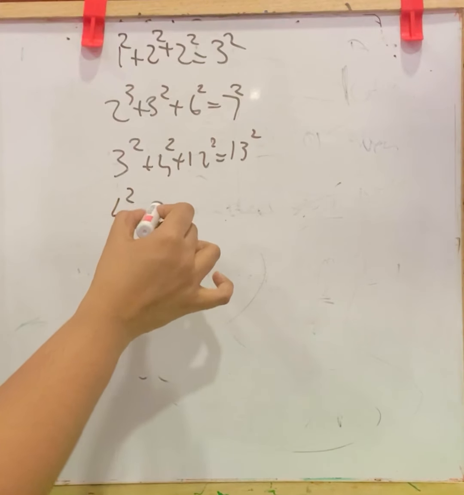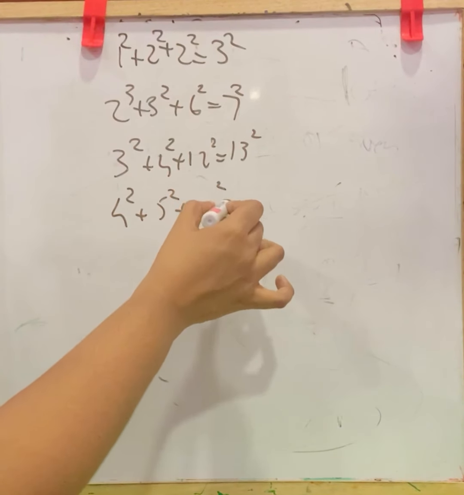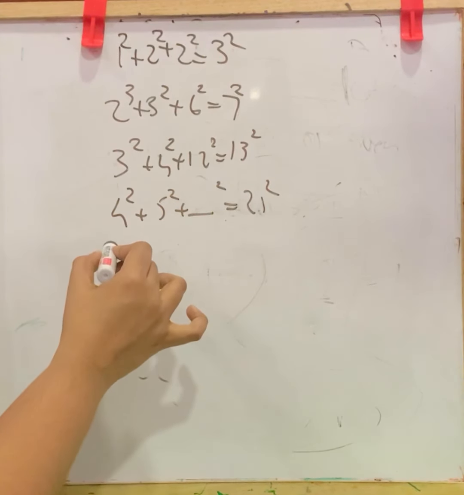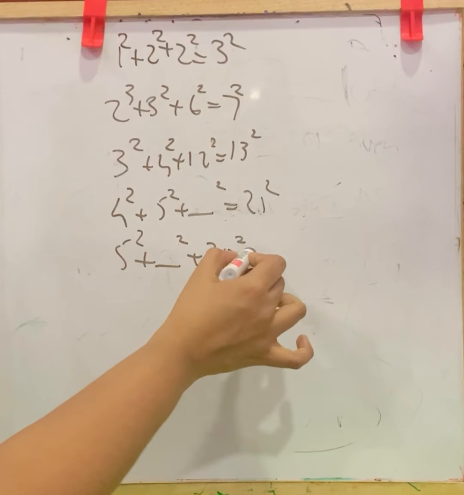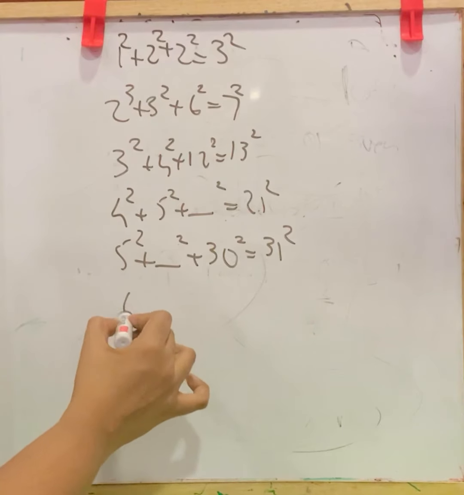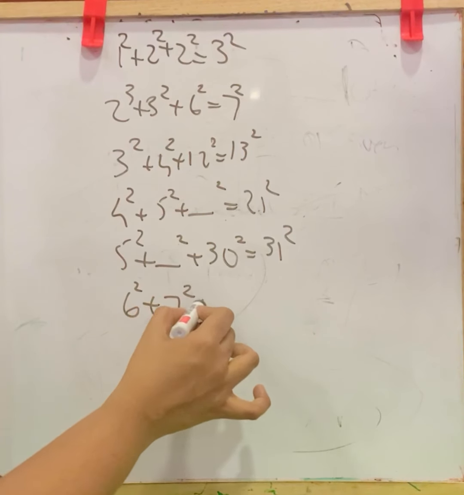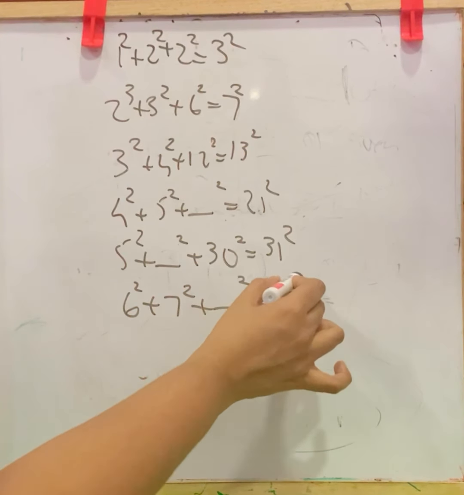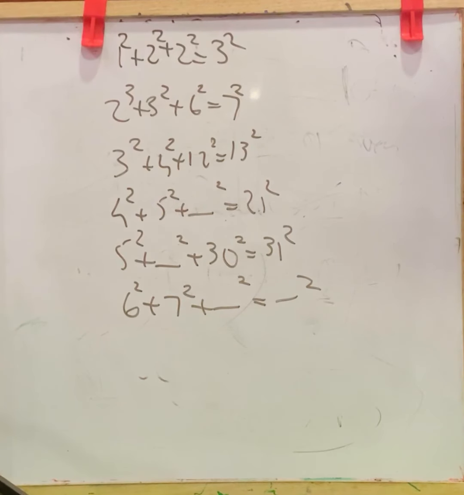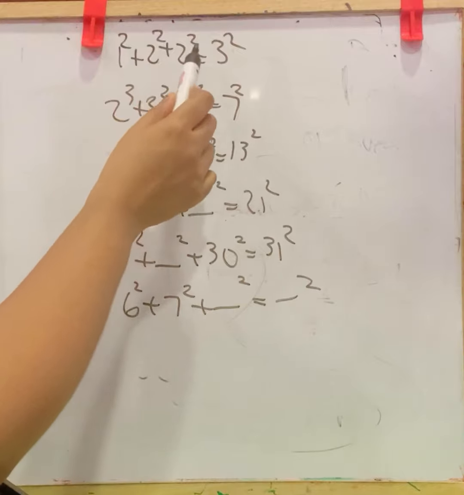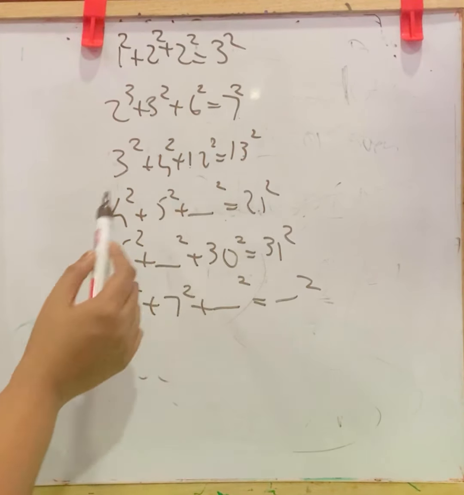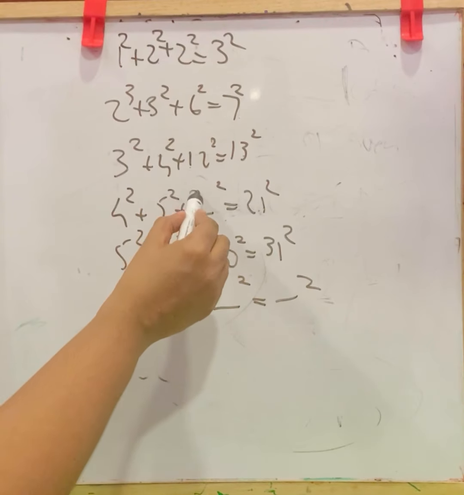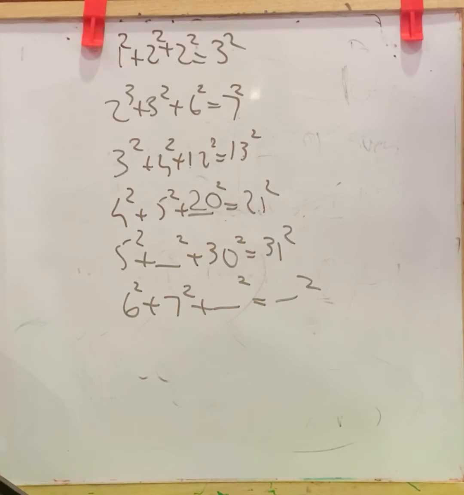4 square plus 5 square plus 20 square is equal to 21 square. 5 square plus 6 square plus 30 square equal to 31 square. 6 square plus 7 square plus 42 square equal to 43 square. Now let us check the relation here. Here 1, 2, 2, 3. So here 6, here 7, here 12, here 13, here 20, here 21.